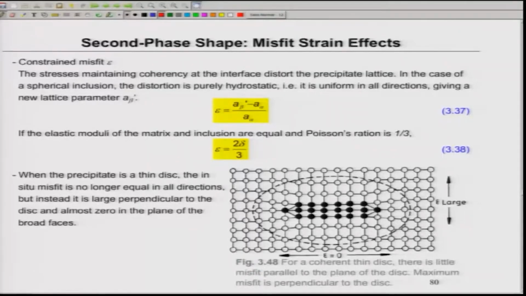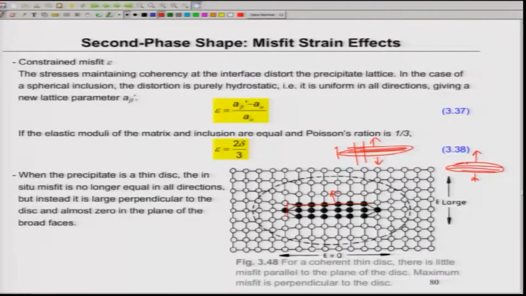The in situ misfit is no longer equal in all directions, because it is a disk. Therefore, some precipitates will be semi-coherent, some will be incoherent. This is the disk, and perpendicular to the disk the dimension is very large, and parallel to the disk it is very small. So, if I draw it again, this is the perpendicular direction where it is very large, and this is the parallel direction which is normally low.